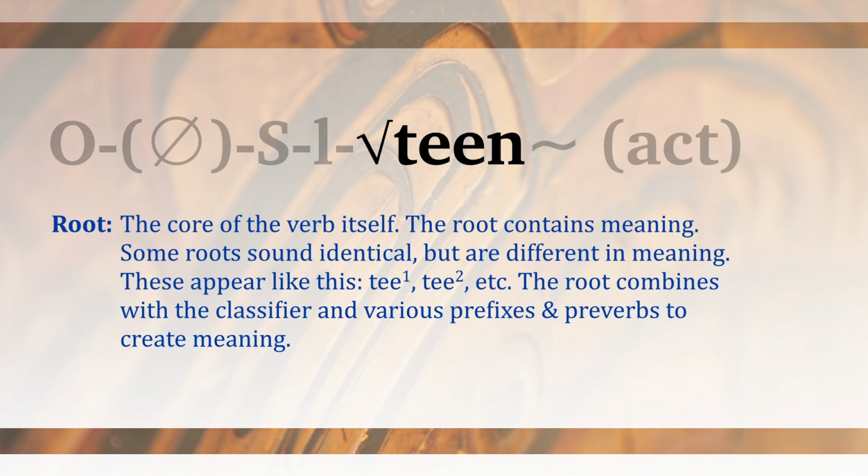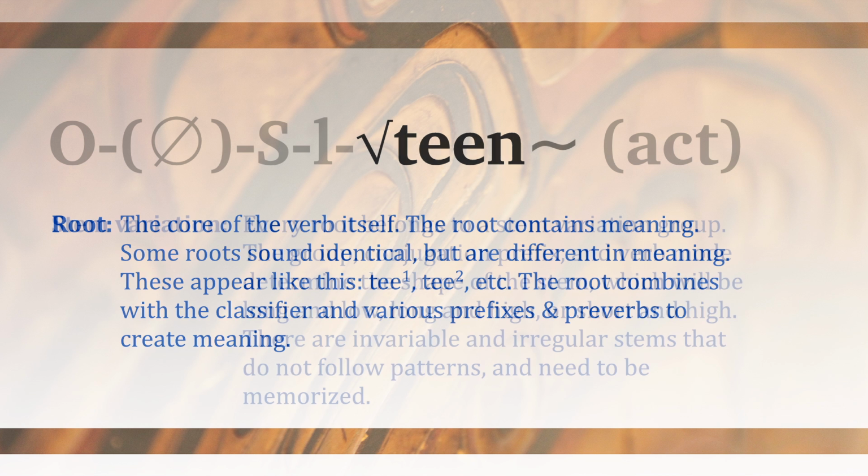Next in the theme, we have the root. This is the core of the verb itself. The root contains the meaning. Some roots sound identical, but are different in meaning and are different roots. These appear as T1, T2, etc. The root combines with the classifier in various prefixes and preverbs to create meaning.